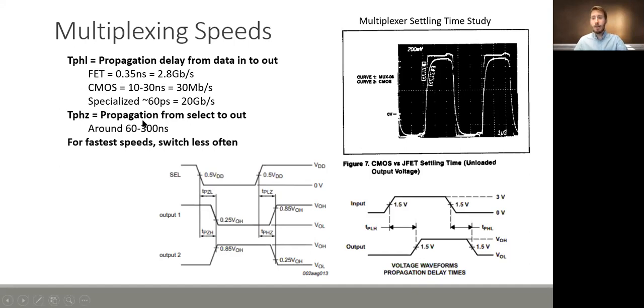However, I found a specialized CMOS that supposedly had a 60 picosecond propagation delay, and that was for a CMOS. So like I said, there's really a huge variability. However, I did want to show this.